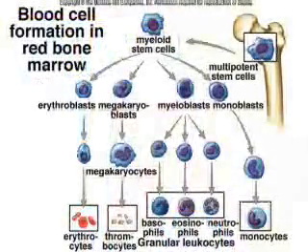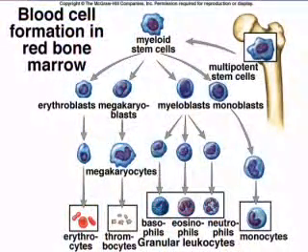Another important characteristic of red blood cells you need to keep in mind is that they're actually produced in the red bone marrow of the skull, the ribs, the sternum, vertebrae, and pelvis in adults. And all blood cells are produced from undifferentiated cells, also known as stem cells, found in that bone marrow.